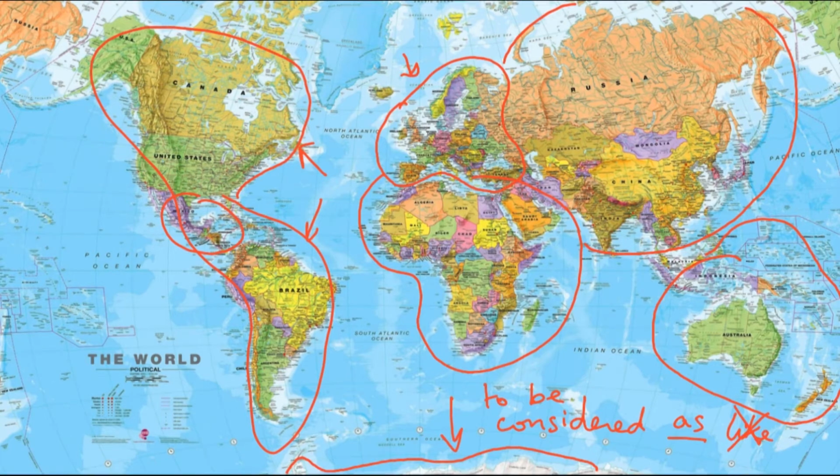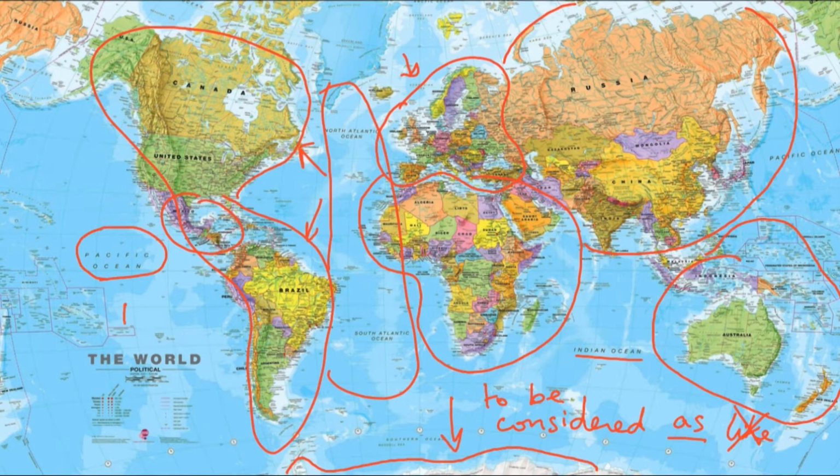What else? We've got oceans, of course, oceans. So we've got the Atlantic Ocean right here. That's the Atlantic Ocean. The North Atlantic Ocean, the South Atlantic Ocean. You've got the Indian Ocean, and you've got the Pacific Ocean. The Pacific Ocean is the biggest of all. Okay, Pacific Ocean. Pacific Ocean is the biggest or the largest of all.